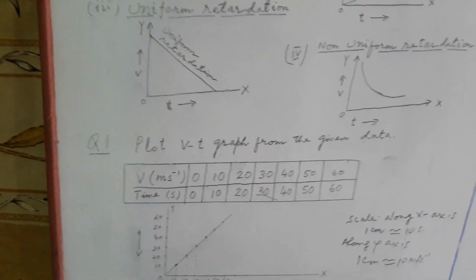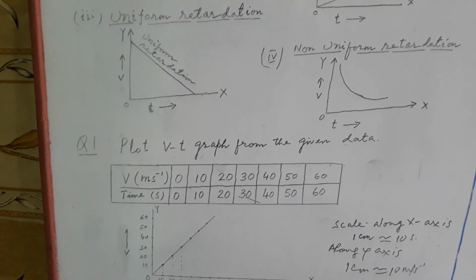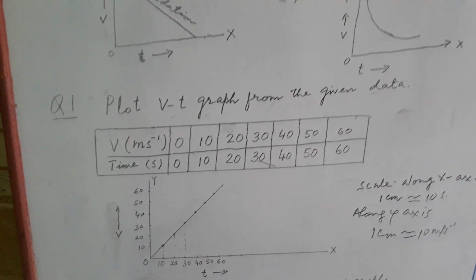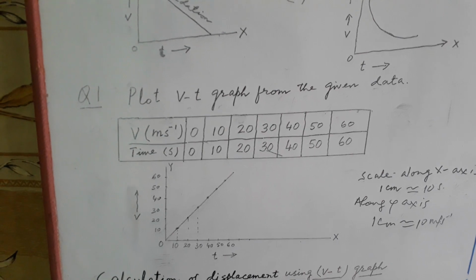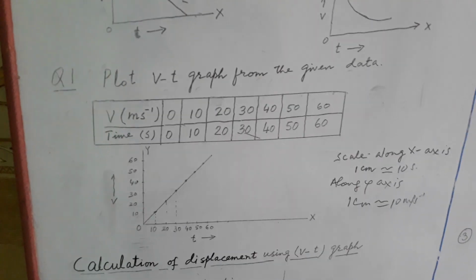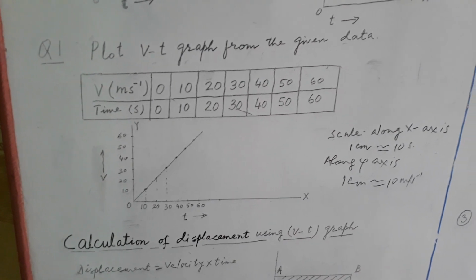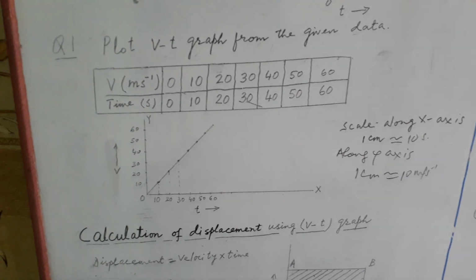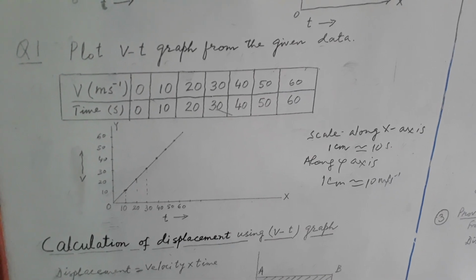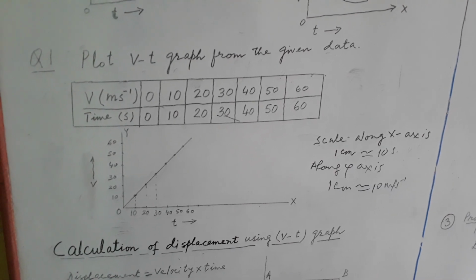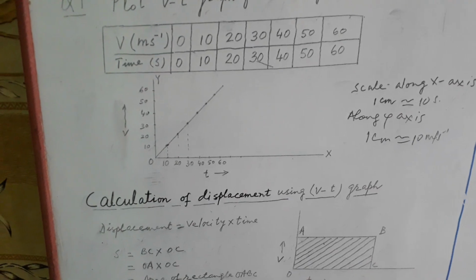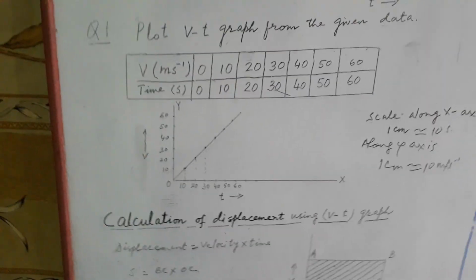Now I am going to plot VT graph from the given data. So data is given, you go through the data. Velocity is given in meter per second, time is given in second. Before plotting a graph, we must select a proper scale. So I have chosen along x-axis 1 centimeter represents 10 second, and along y-axis 1 centimeter represents 10 meter per second. Now we are going to plot.